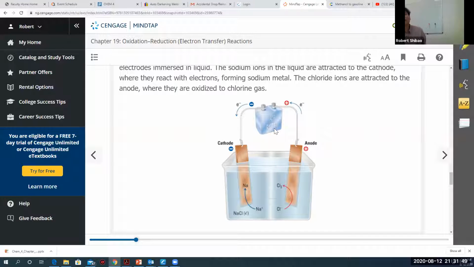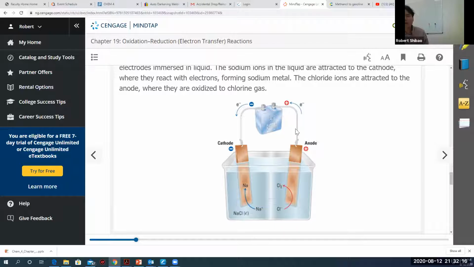When we force electrons to go backwards by using a power supply, it could be like a battery or it could be an electrical power supply. We call it electrolysis, using electrons. Now, the electrons are being forced, and so they'll reduce whatever they can reduce. In this case, they're reducing sodium ions. This is molten sodium chloride. You see NaCl liquid, so they have to put some kind of heat down here.